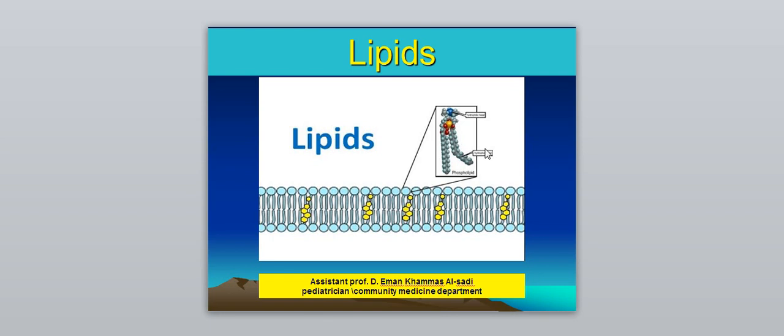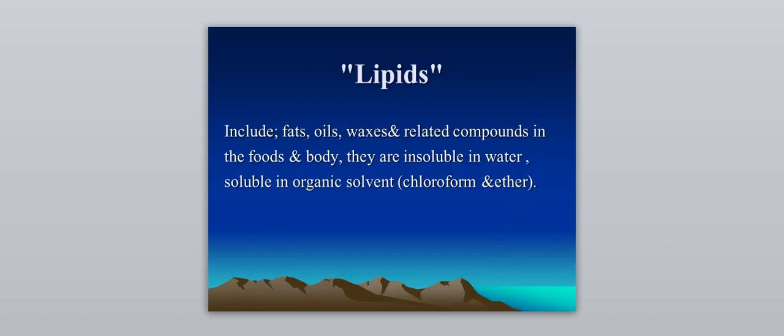This is the third lecture in our nutritional series in community medicine. We will talk today about lipids. This is one of the important constituents in food, and it includes fat, oil, wax, and related compounds. They are found in the food and in our bodies. Lipids are insoluble in water, and they are soluble only in organic solvents like chloroform and ether.